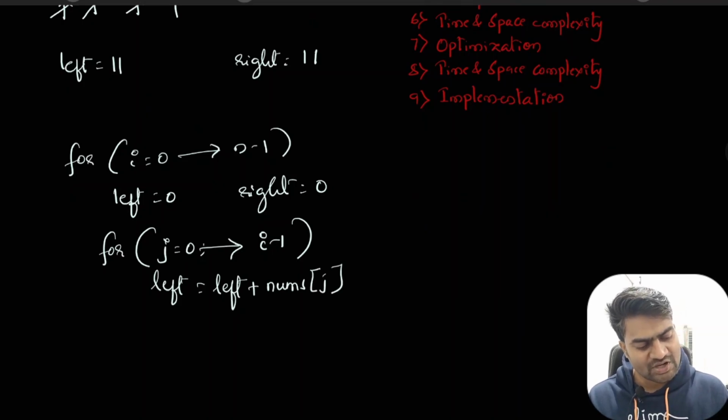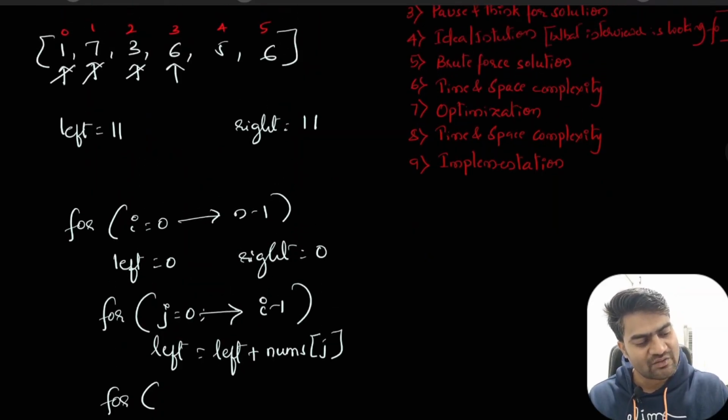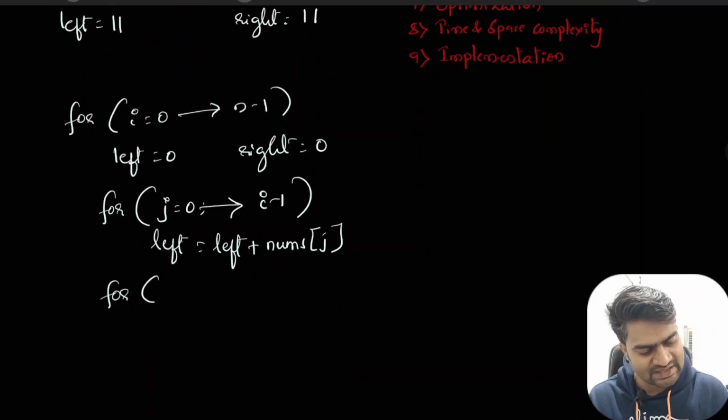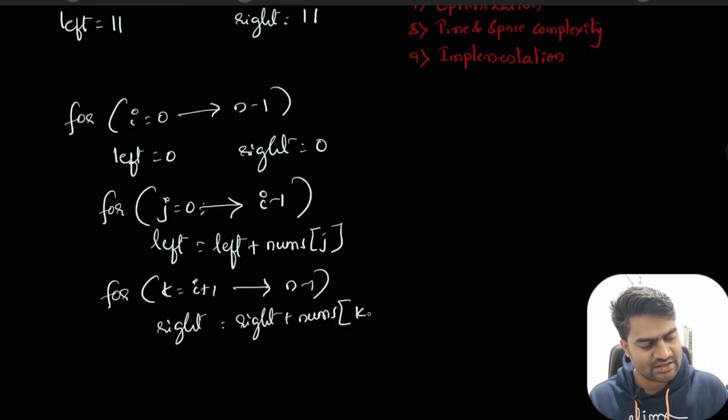Okay. Then what I need to do, I need to take one more for loop, which starts from one value after, if I am checking for this particular value, then it should start from here, right? One index after that. So basically I will take k equal to i plus 1 till n minus 1. Okay. Then I will say right equal to right plus nums of k.